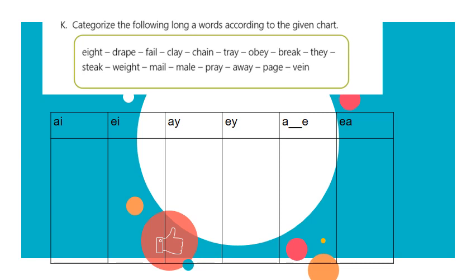Let's start with the first word, eight. Eight, it has EI. Drape, if you notice here, drape, I have A, P, E. Then I have A, consonant, silent E, drape, so it has to go under this category. Fail, AI. Clay, AY. Chain, AI. Tray, AY. Obey, EY. Break, EA. They, EY.